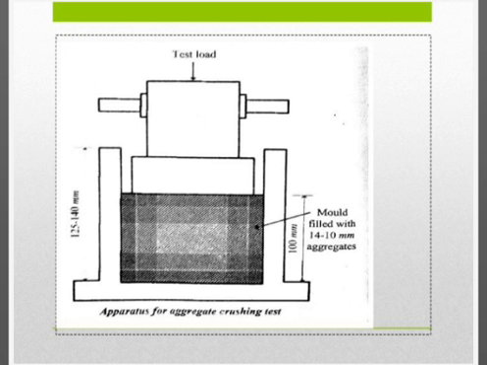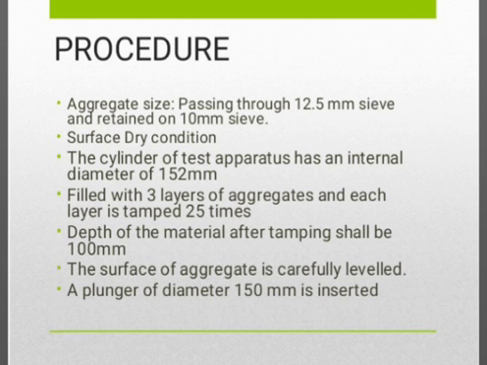The aggregate selected for the test should be passed through 12.5 mm sieve and retained on 10 mm sieve. The aggregate should be in surface dry condition. The weight of the material comprising the test sample is taken as WA. We should determine the weight of the sample.